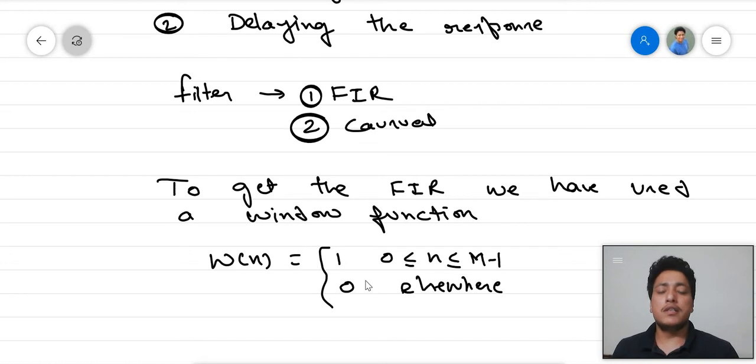Obviously we have already seen that for causality, delaying a response does not alter the magnitude response but modifies the phase response only. So in this class we are mostly dealing with the magnitude part, and thus we don't yet need to handle the phase part.